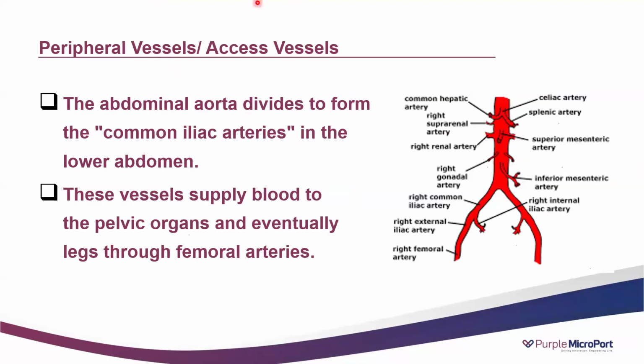Now these are the peripheral vessels. Why are these peripheral vessels? These are important because your femoral puncture, you will take exactly at this point, where there is a femoral head. So the abdominal aorta divides into common iliac arteries, then external iliac and femoral arteries. The femoral artery is the artery where you will take the puncture, either an echo-guided puncture or a fluoroscopic puncture.